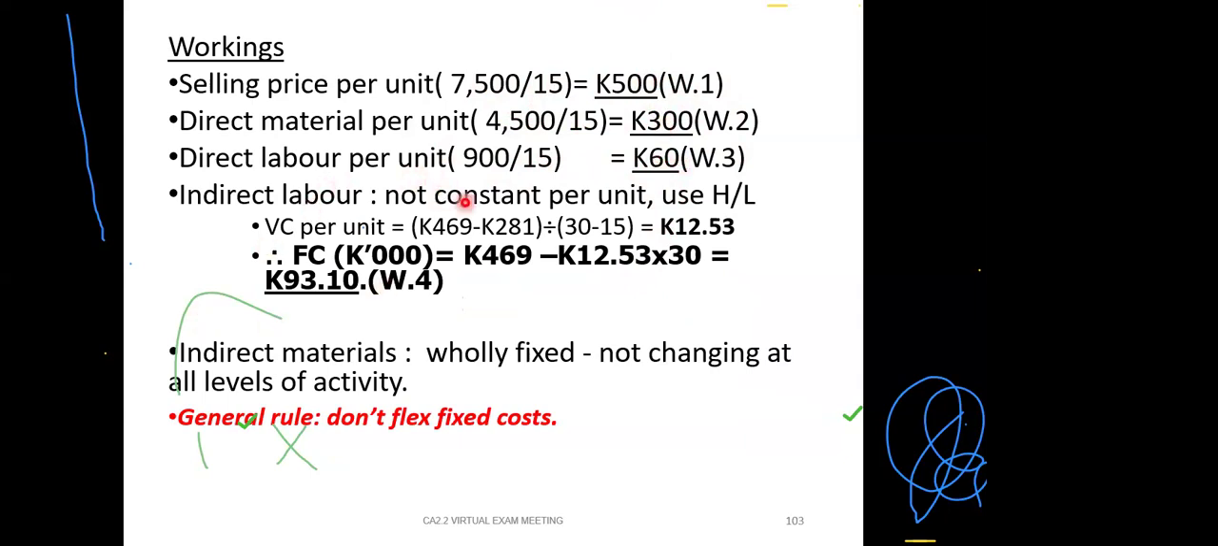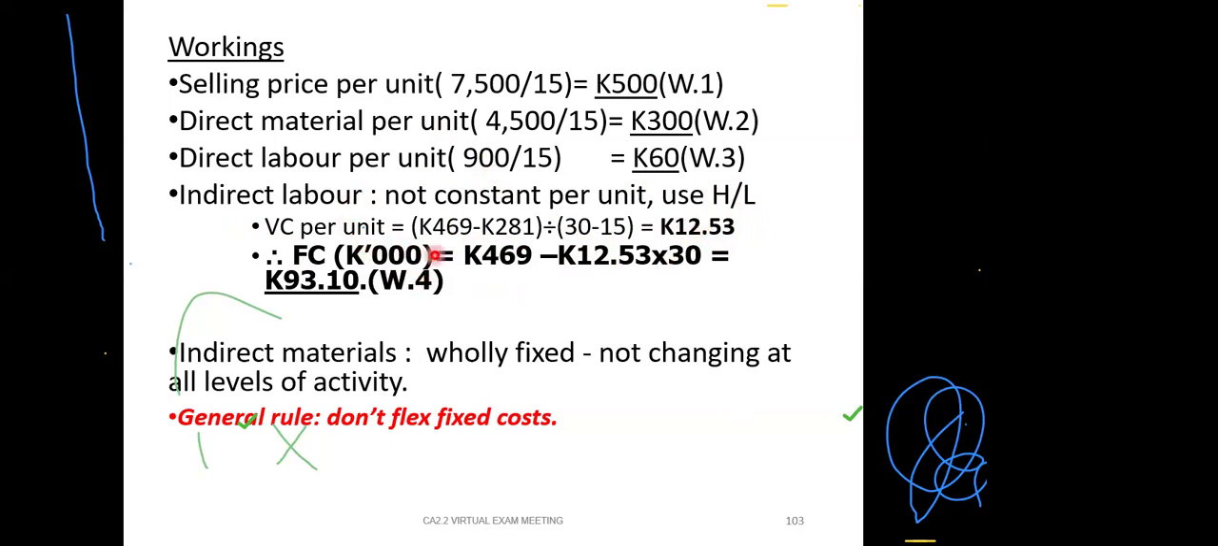Then indirect labor, when I did that, it was not constant. So I used the high-low method to get the variable cost per unit. Use the highest level and the lowest level costs. And I found 12.53 per unit. This is the variable cost for indirect labor.